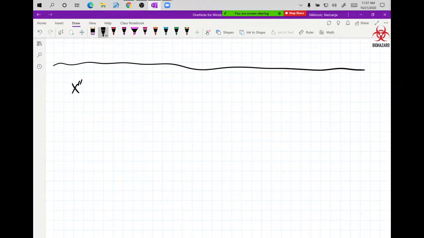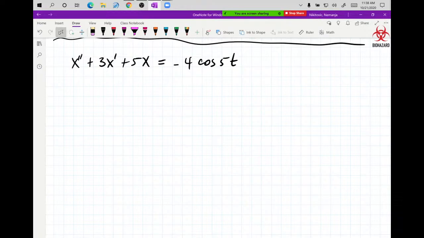So x double prime plus 3x prime plus 5x equals negative 4 cosine 5t. We don't have initial conditions in this case, so we're going to relax there. But we still have to solve with undetermined coefficients. Maybe I should just do variation of parameters just for the hell of it because we can. Let's see what we get first.